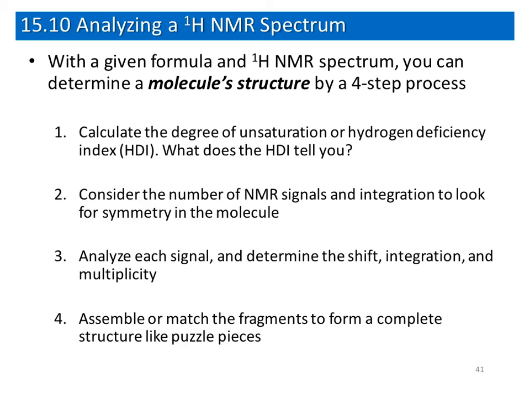In hydrogen NMR, you need to consider the number of signals. If you have 8 hydrogens in the molecular formula and you see 2 signals, you can expect some sort of symmetry in the molecule. Then you need to analyze each signal, their chemical shifts, integration, and multiplicity, and think about the pieces to complete your puzzle.